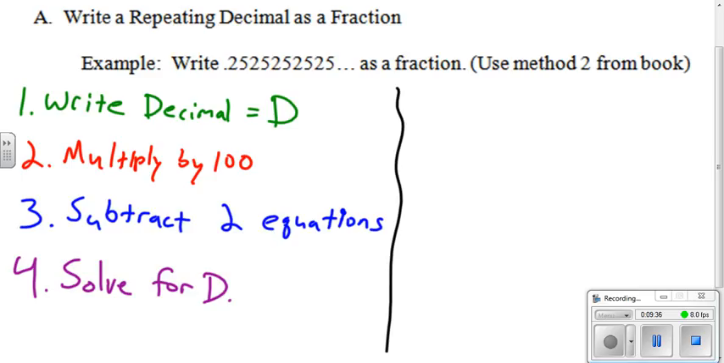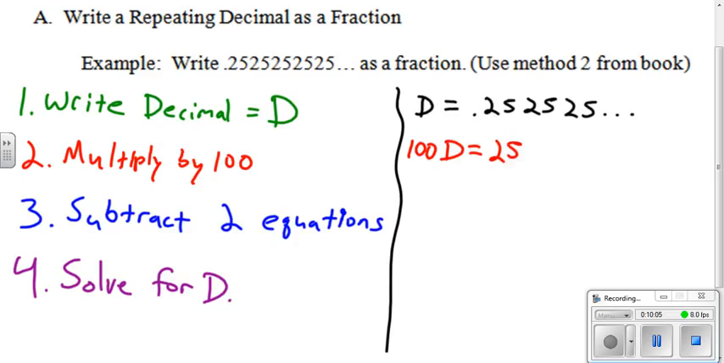So if we have 0.25252525 repeating, we would say d equals 0.252525, continuing on. So we've written our d. Now we want to write it as a multiple of 100. So we'd say 100d equals, times this by 100, so we move the decimal point over 2 places. So we would actually say that this is 25.2525 repeating.